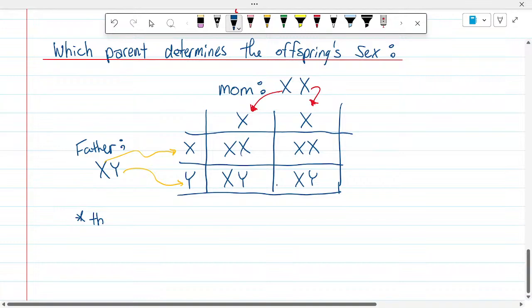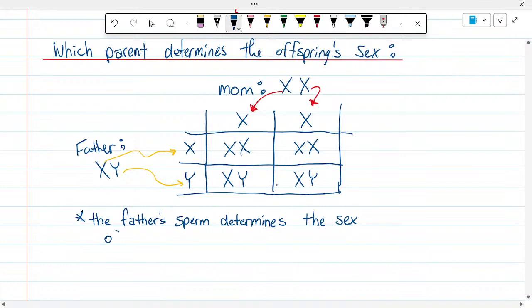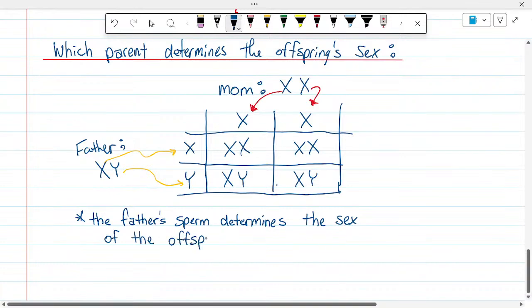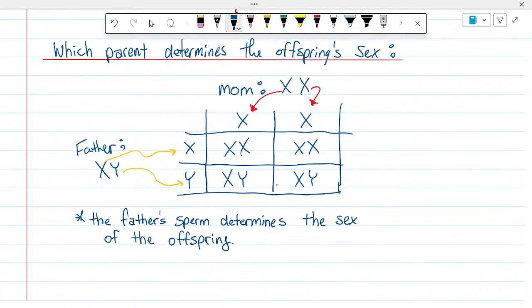So, just to put this in case we didn't note it, the father's sperm determines the sex of the offspring. Okay, so that is the basic primer on sexual dimorphism.